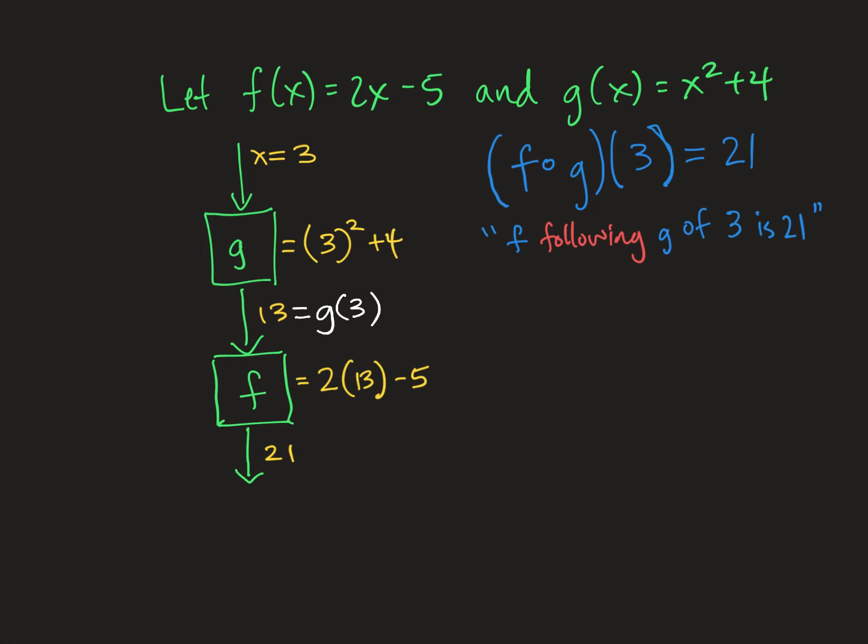I got the 13 by plugging 3 into g. So if that's true, this 13 that I plugged into f came from g of 3. So notation-wise, another way that I could write this is, I evaluated the function f for what? I evaluated it for g of 3. And what did that end up equaling? It ended up equaling 21.